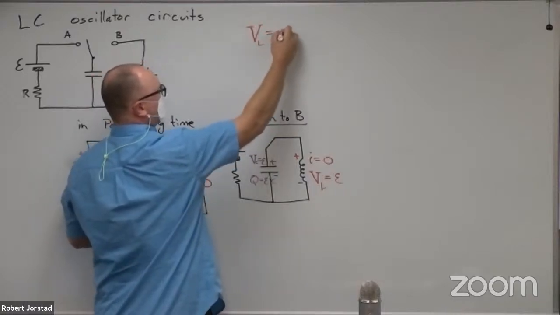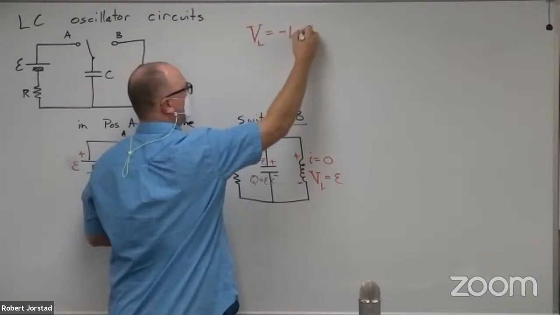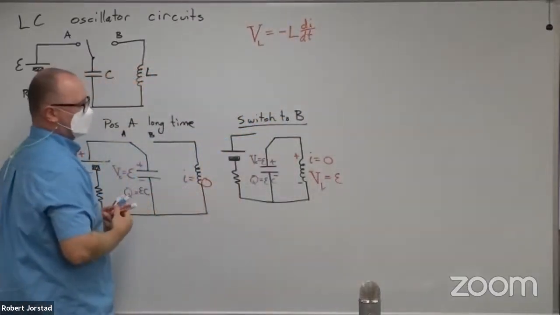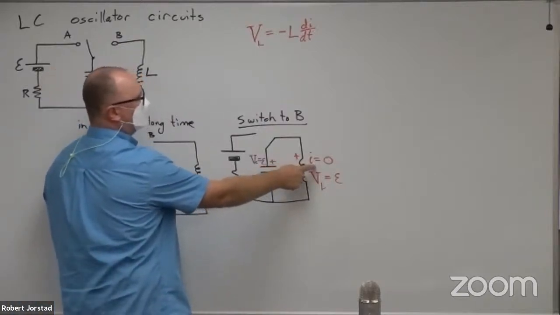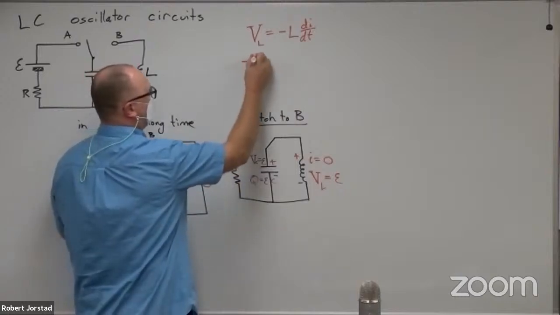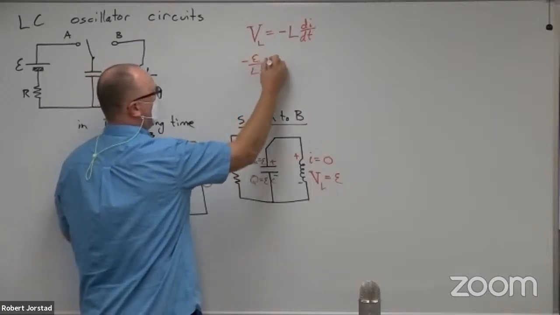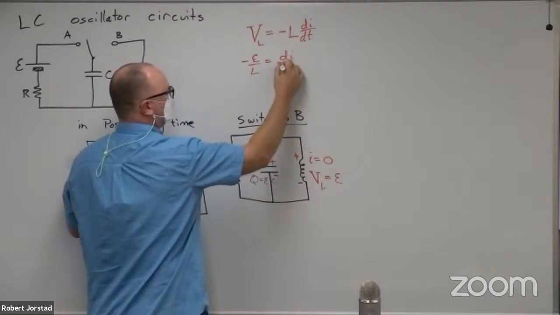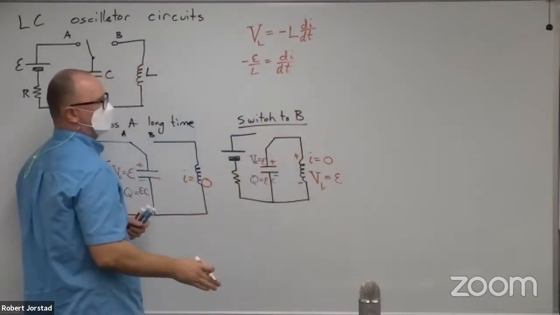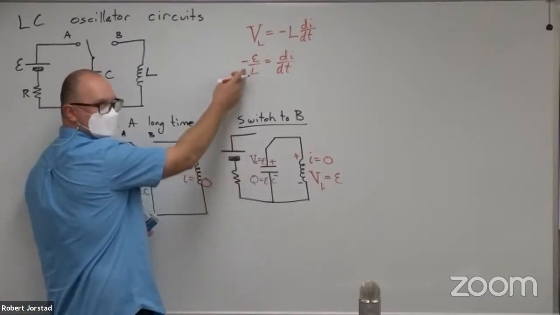Voltage on an inductor was minus L di dt. So the idea here is the current is 0, but if I know this voltage is E, then minus E over L would equal di dt. The idea is just because the current is 0 doesn't mean it's going to stay 0. It's going to change at this rate.